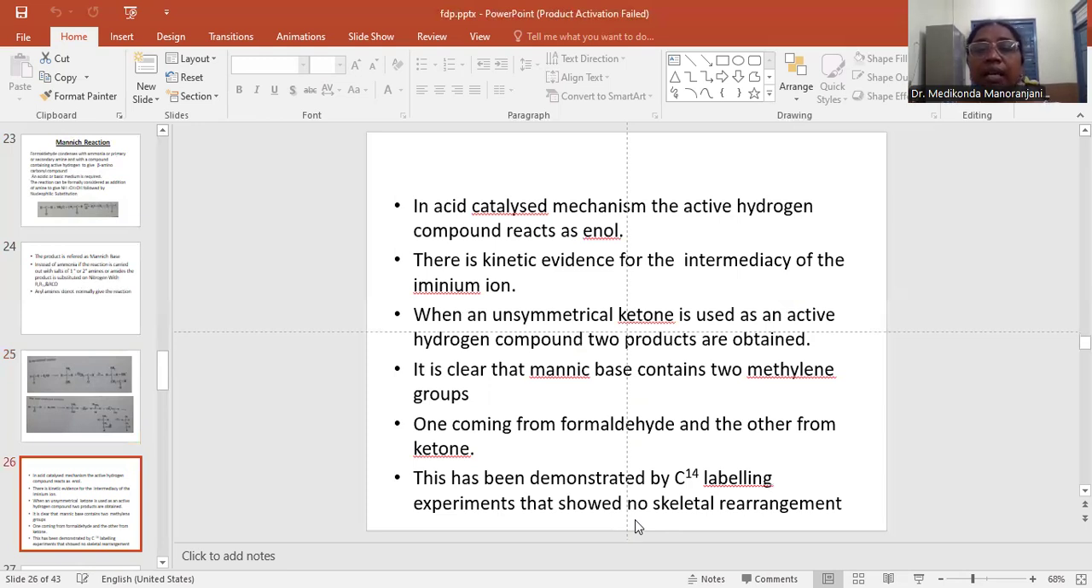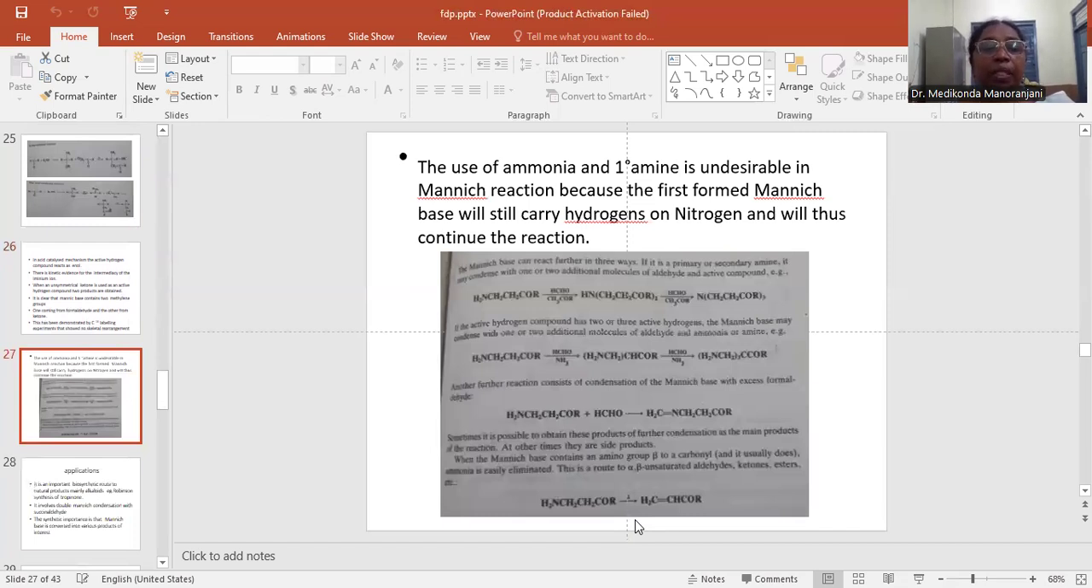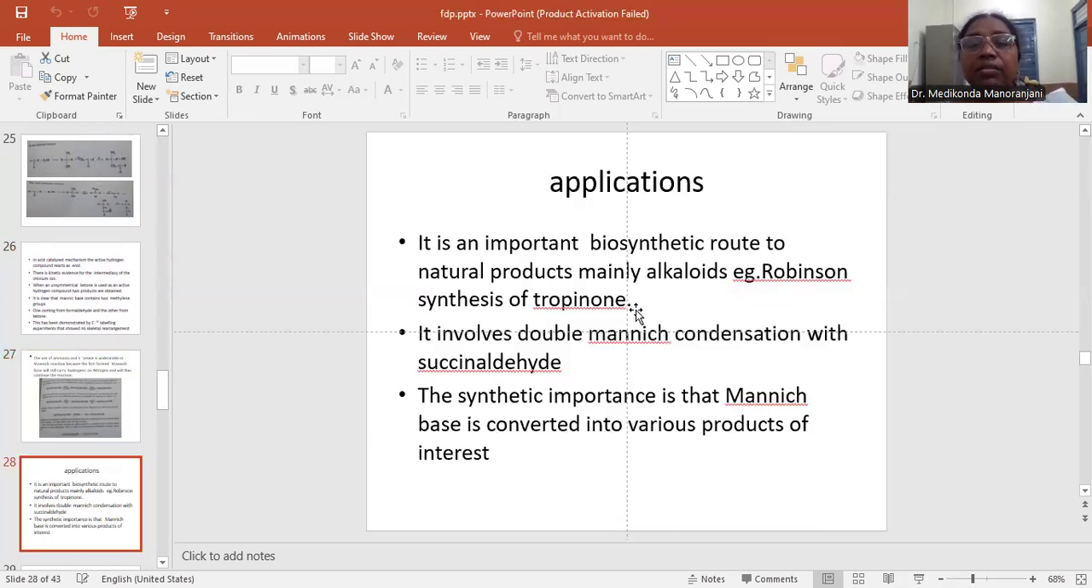In acid catalyzed mechanism, the active hydrogen compound reacts as enol. There is kinetic evidence for the intermediacy of the iminium ion. When an unsymmetrical ketone is used as an active hydrogen compound, two products are obtained. It is clear that Mannich base contains two methylene groups, one coming from formaldehyde and the other coming from ketone. This has been demonstrated by C14 labeling experiments that showed no skeletal rearrangements. The use of ammonia and primary amine is undesirable in Mannich reaction because the first formed Mannich base will still carry hydrogens on nitrogen and will thus continue the reaction.